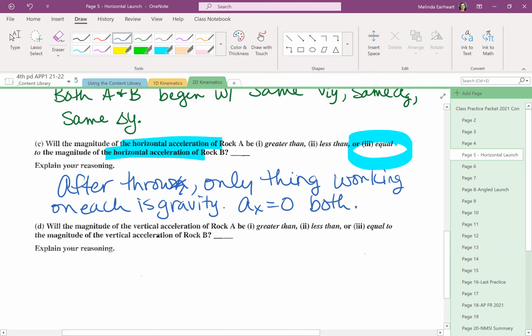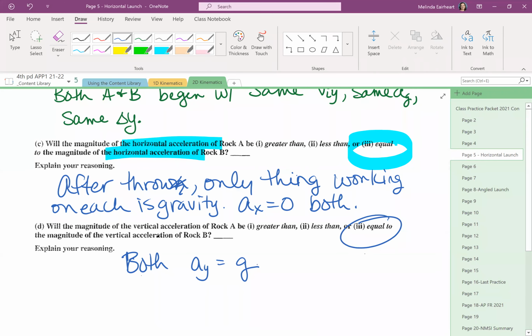Next question, what about the vertical acceleration? Is A greater than, less than, or equal? Equal, kind of same reason. Both have a vertical acceleration equal to gravity. Well, plus or minus, we haven't determined direction, but they both just have gravity.